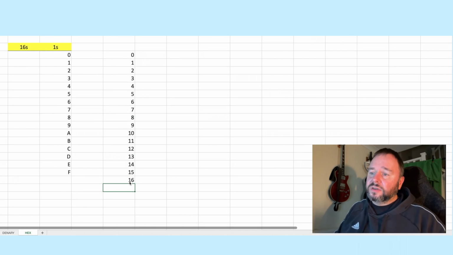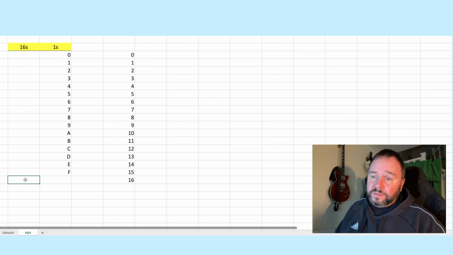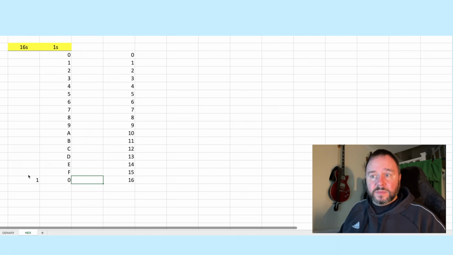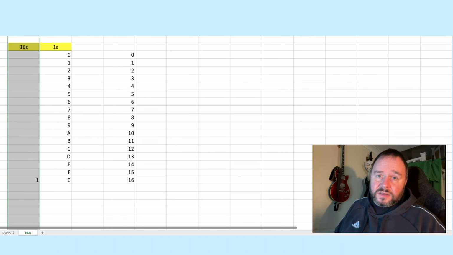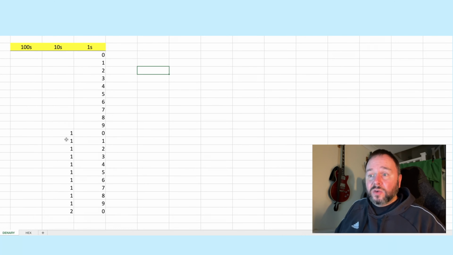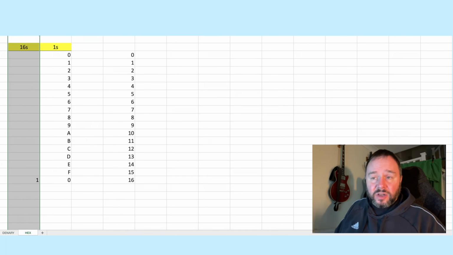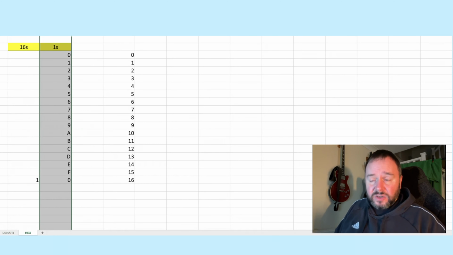Well, there's two ways to think about this. We've run out of units because we've only gone up to 15. So therefore we need to go into the next column. Another way of looking at it is these are 16s. So we are saying we've got one group of 16 and nothing else, which is 16. Just like here, we said we had one group of 10 and nothing else, which is 10. So anything in this column is worth 16. Anything in this column is worth just the unit value.